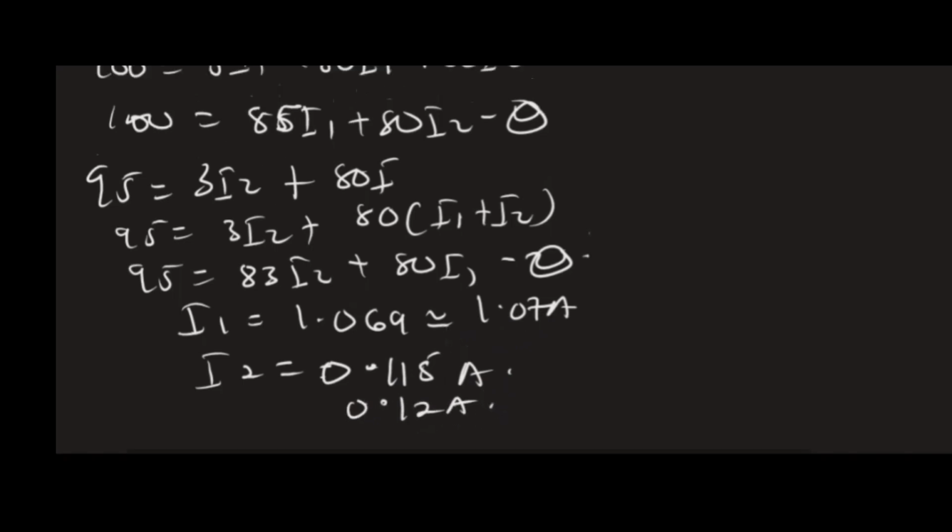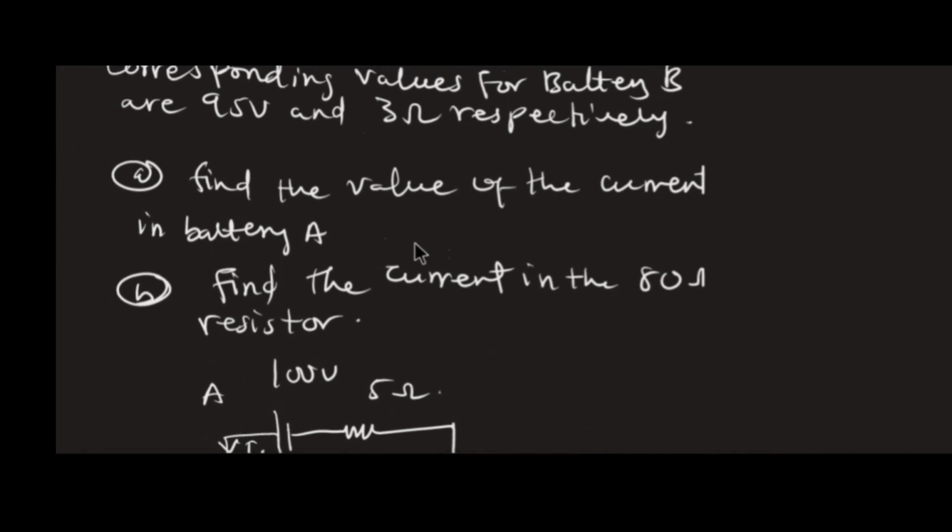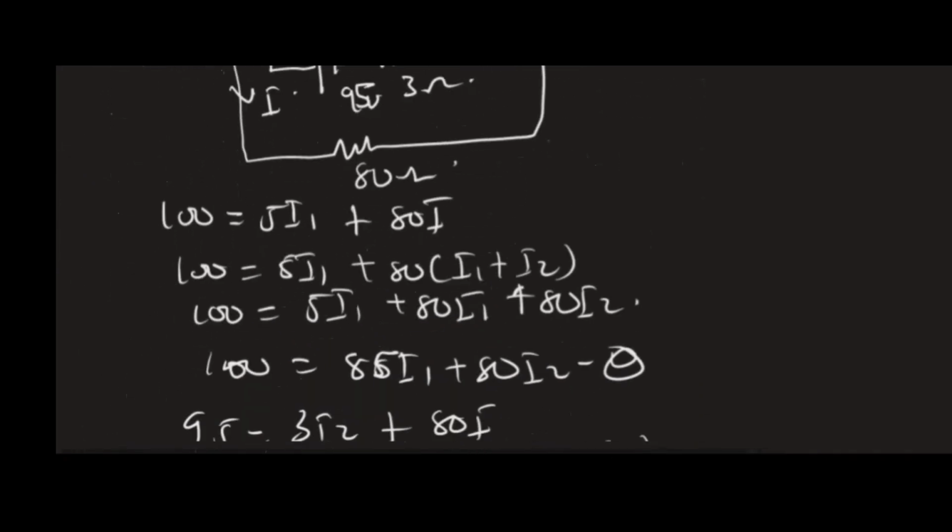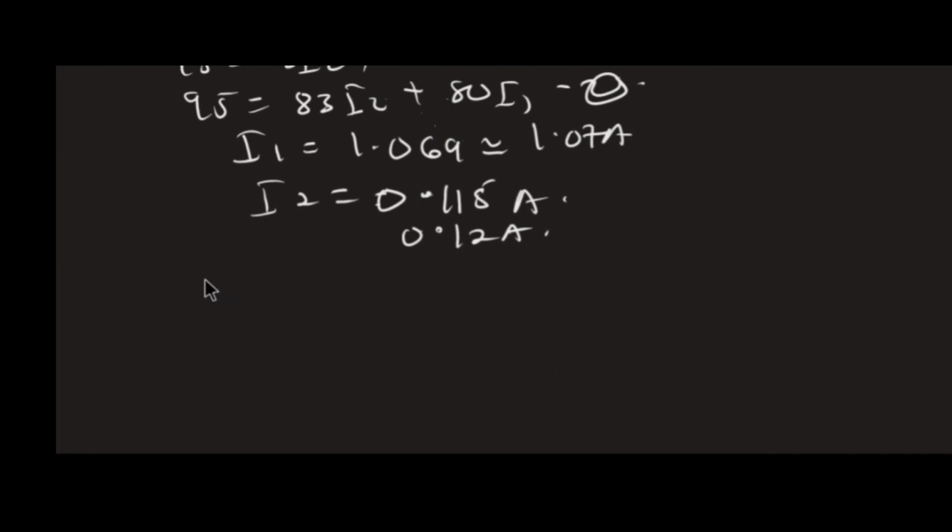Now the question asks for the current in battery A, and that current is I1. So our A part is answered. A, that is I1, is equal to 1.07 ampere.